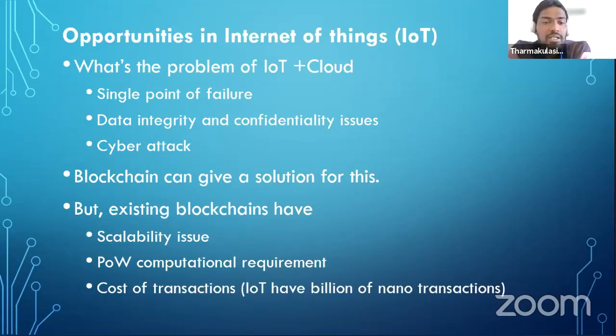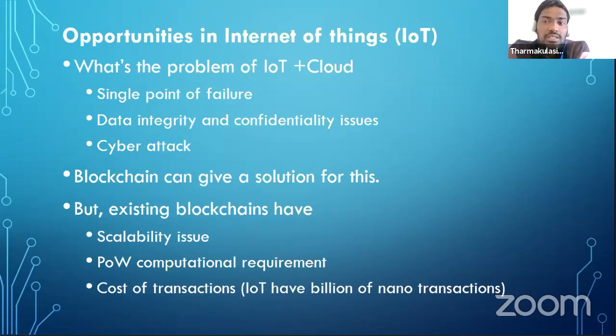And there are cyber attacks on access and encryption. If you store data without encryption, attackers can access and view it. So blockchain could be the solution for this. A few blockchains support this, but there are some issues with the current blockchains as well. Scalability is an issue, because IoT has billions of transactions, each small but numerous. For every transaction you need to pay the cost of mining, and the computational requirements are high. So scalability issues are there.